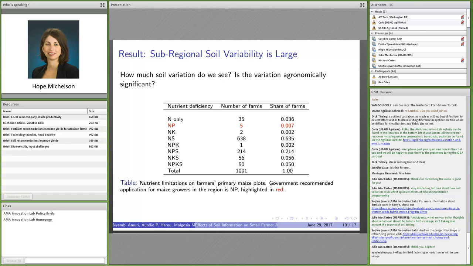What's interesting is that the government recommended application for maize growers in the region is NP, which I've highlighted in red. And that means that's appropriate to the nutrient limitation of only 5 farmers in our sample. In particular, the government's not saying anything about sulfur, and that's a very highly limiting nutrient for nearly all of the farmers in the sample. So, an important thing to think about.